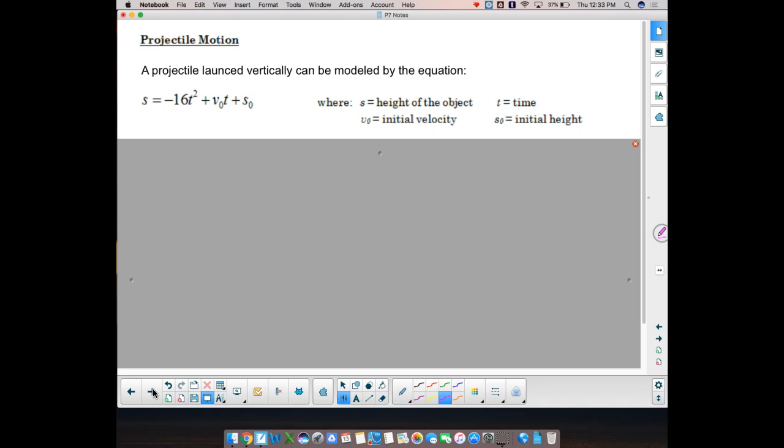As I said, today we're only launching stuff straight up. So we're only throwing a ball straight up in the air and it's going to come right back down, or we're launching a rocket, or maybe we're lighting off a firework. Something like that. We're going straight up. We have no horizontal aspect to it yet. We're not ready for that yet. So that's what our scenario is. And more than likely, through some kind of science class, you saw the vertical motion equation before.